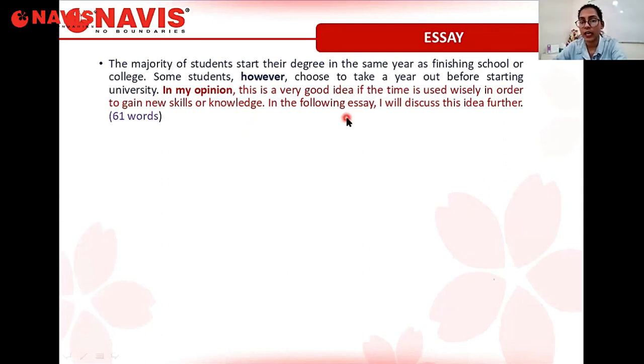In the following essay, I will discuss this idea further. You should always remember that you should never end the thesis statement abruptly. Okay, you should not stop it there. You should always give the examiner an overview of what you might tell in the next paragraphs. So for that, what have I written? In the following essay, I will discuss this idea further.